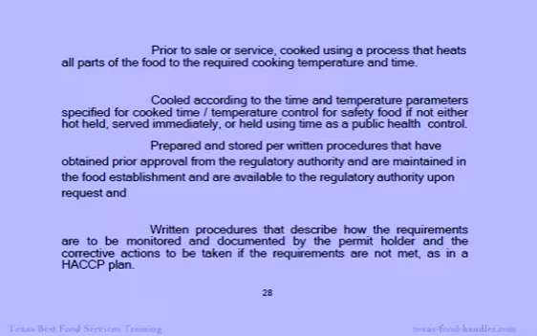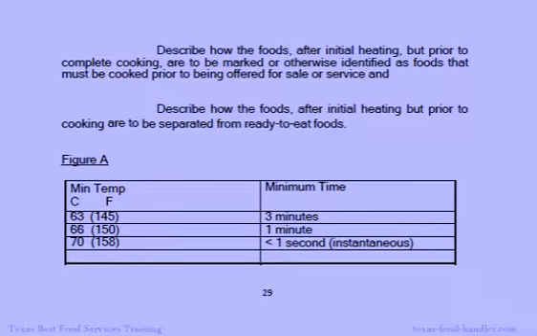Prepared and stored per written procedures that have obtained prior approval from the regulatory authority and are maintained in the food establishment and are available to the regulatory authority upon request, and written procedures that describe how the requirements are to be monitored and documented by the permit holder and the corrective actions to be taken if the requirements are not met, as in a HACCP plan. Describe how the foods, after initial heating, but prior to complete cooking, are to be marked or otherwise identified as foods that must be cooked prior to being offered for sale or service, and describe how the foods, after initial heating, but prior to cooking are to be separated from ready-to-eat foods.